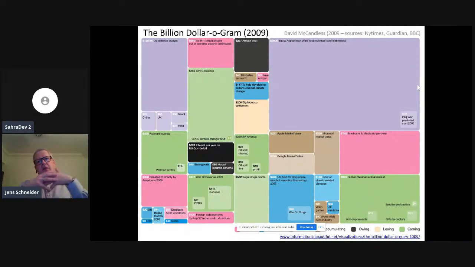So with these numbers in mind, this here is the so-called billion-dollar-ogram that David McCandless came up with in 2009. And each block corresponds to $1 billion. So each block is worth about a small or medium-sized American city. And now we can see some things that we might find interesting. So for instance, we can see here that the OPEC revenue in 2009 was $780 billion, but the climate change fund of OPEC was essentially $3 billion.